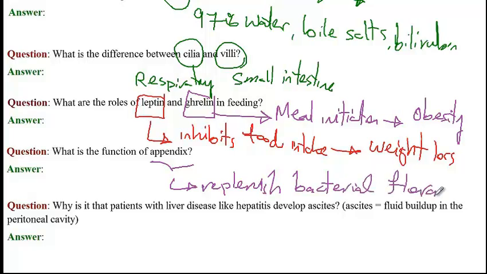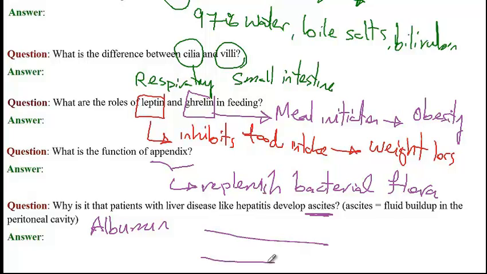And then the final question is that why is it that patients with liver disease like hepatitis develop ascites? And then I included the definition of ascites. It's basically buildup of fluids in the peritoneal or stomach cavity. All right, so if you may recall, one of the functions of liver is to produce albumin, which is a protein that is found inside blood.